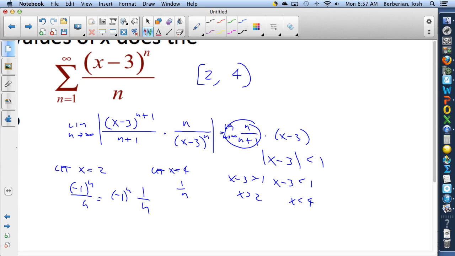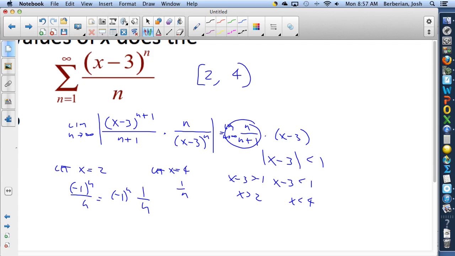So here's an example of a power series that converges at one endpoint, diverges at the other endpoint, and on the interval from 2 to 4, it converges. But you always have to check your endpoints. Do we know what it converges to? No. Don't know what it converges to. It'd be nice to know.